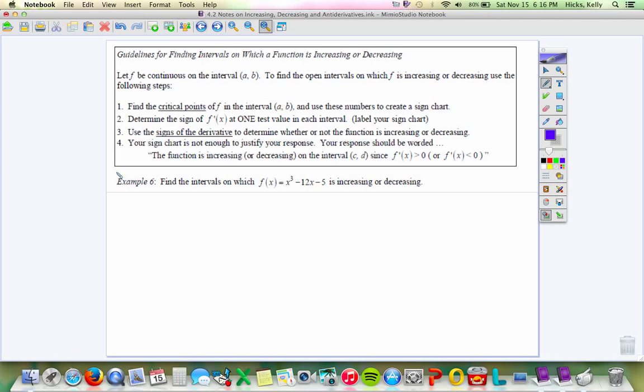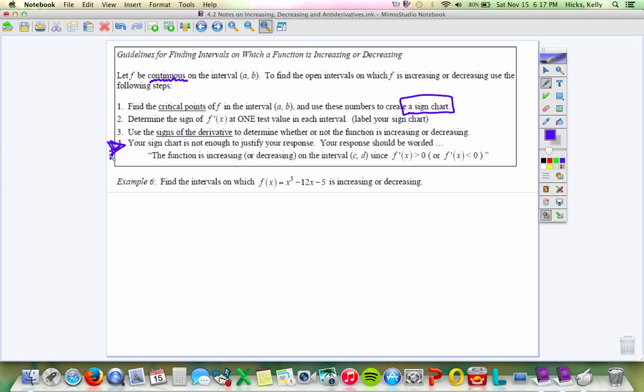Guidelines for finding intervals on which a function is increasing or decreasing. The first thing you need to do is verify, if you're not sure already, that you have a continuous function. You find the critical points of the function, and then you create a sign chart. We're going to talk about how to do this on the next slide. The sign chart tells you whether your function is increasing or decreasing. And then you determine the sign of the derivative at one test value in each interval by labeling your sign chart. You use the sign of the derivative to determine whether or not the function is increasing or decreasing.